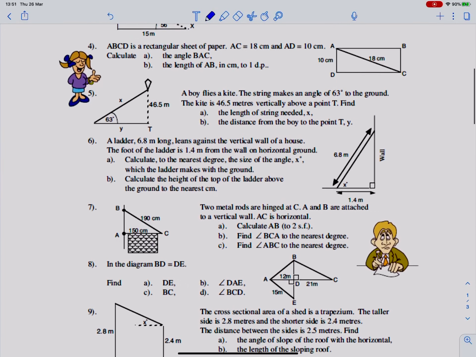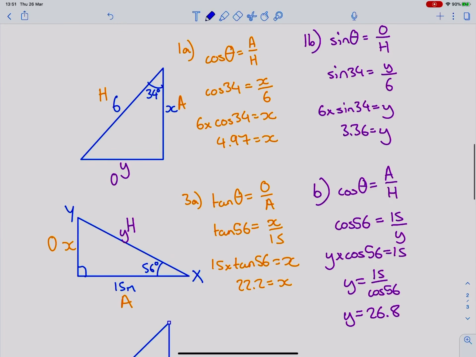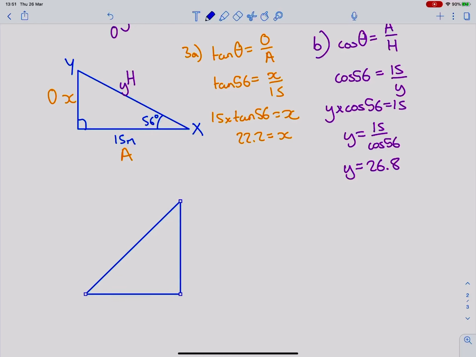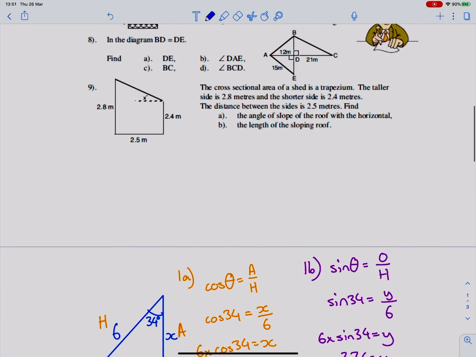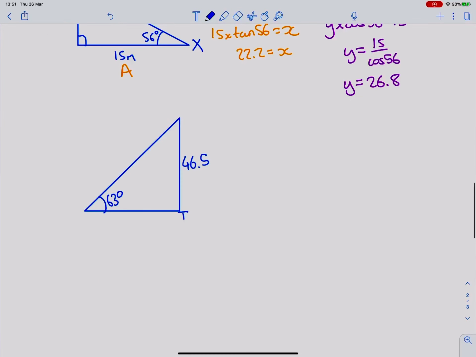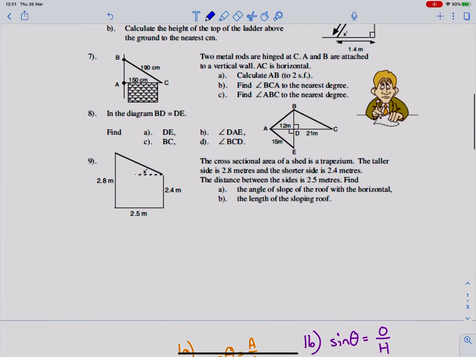So we've got 63 and 46.5, so the angle is 63, and the height above T is 46.5. The letters that you've got on it don't really matter, the fact that it's called T, X and Y. So that's what you've got given to you in the question.